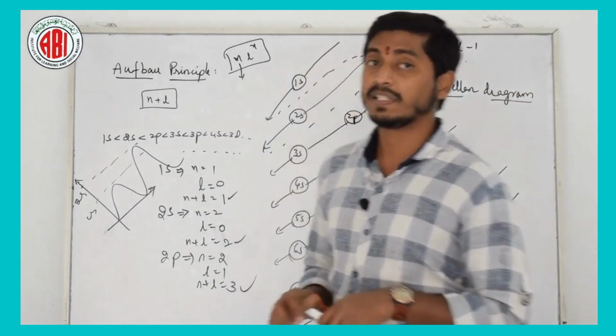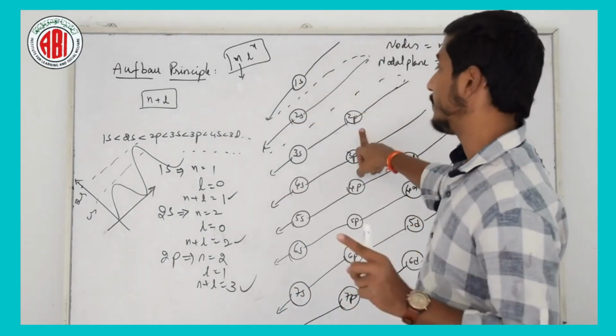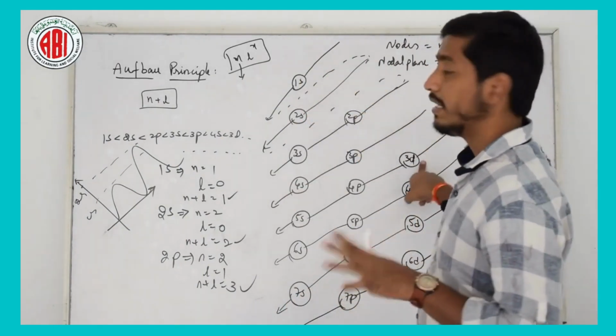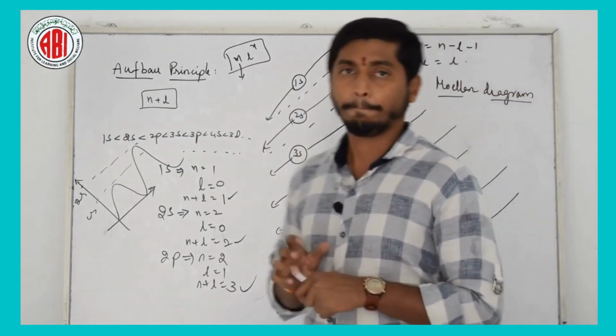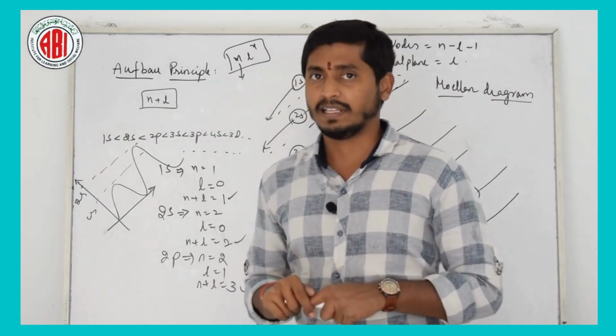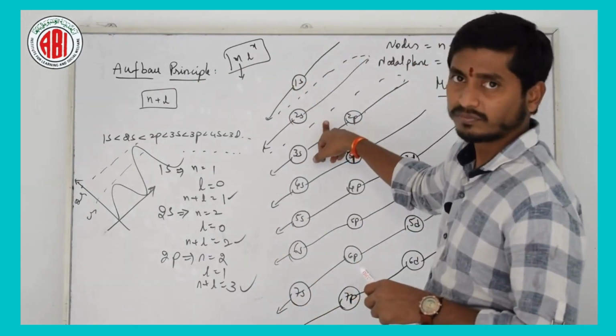Is it clear? That means how many electrons can we fill in s? We can fill 2 electrons. If it is p, it is 6. If it is d, it is 10. If it is f, it is 14. Is it clear? Right? This is a Moeller diagram. Based on this also you can remember.